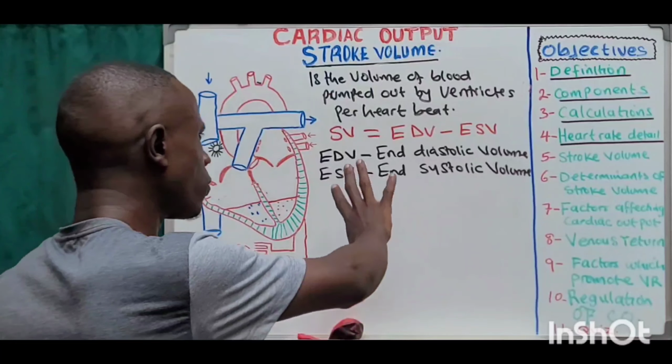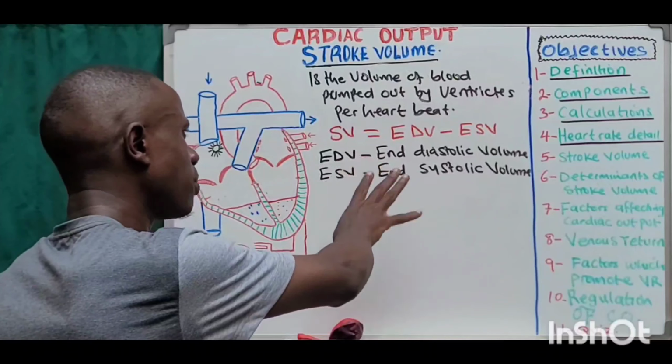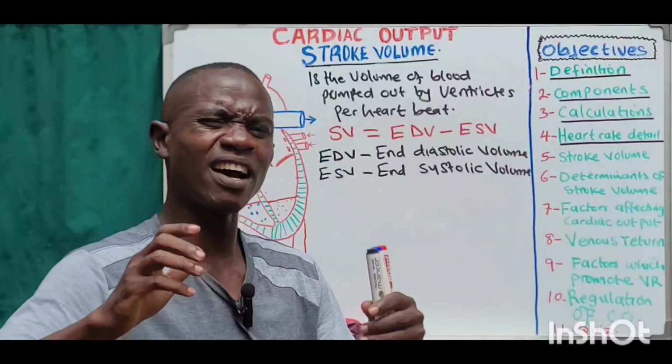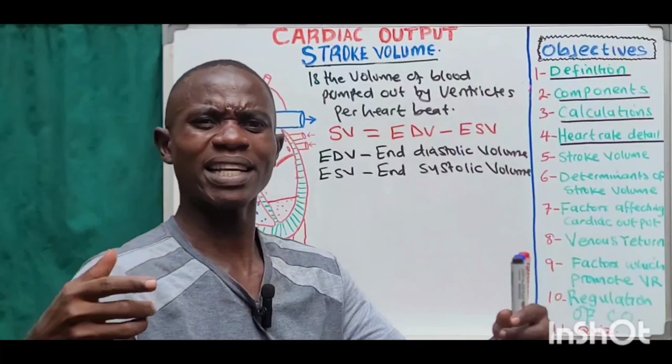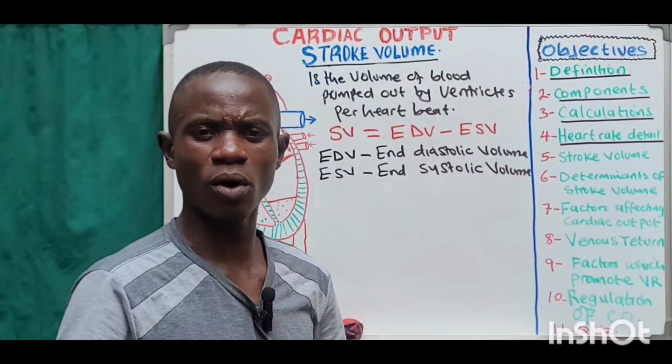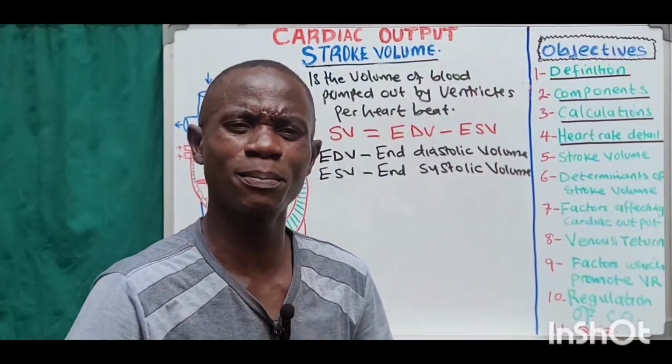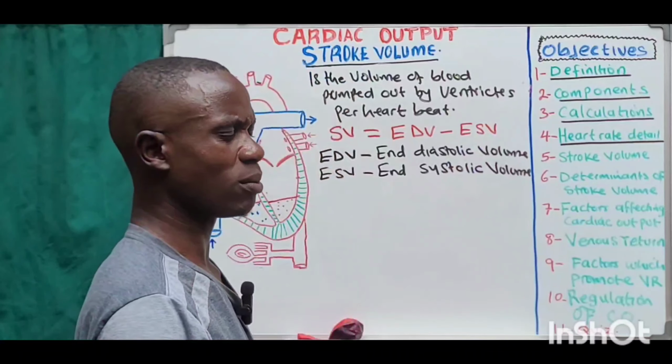Now the question is, we need to first understand, how do we approximate these figures to come up with stroke volume. Now let's have a look at this practical illustration of how we get EDV and ESV in a simplest practical. You need to have a look at this one by yourself.